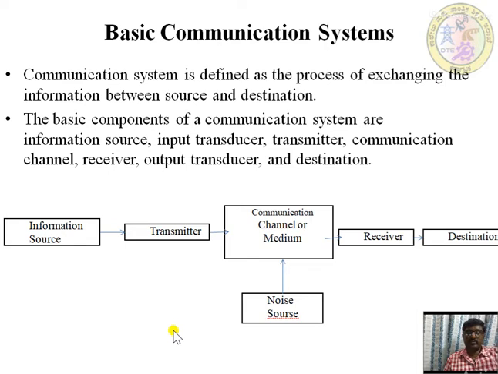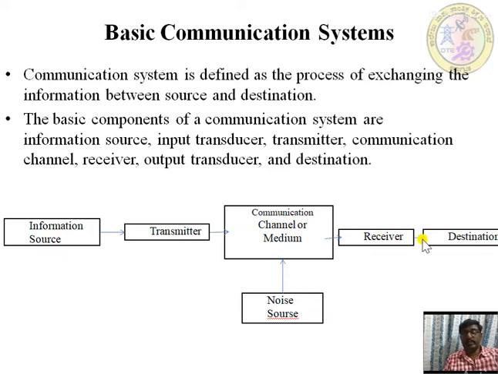The basic components of a communication system are the information source, input transducer, transmitter, communication channel, receiver, output transducer, and destination. The combination of all these acts as a communication system. The information source is the initial information I am giving. The transmitter is the sound system through which I am giving it. This is the communication medium, this is the noise, and this is the receiver. The receiver might be a speaker or anything, and the destination is where you are listening.